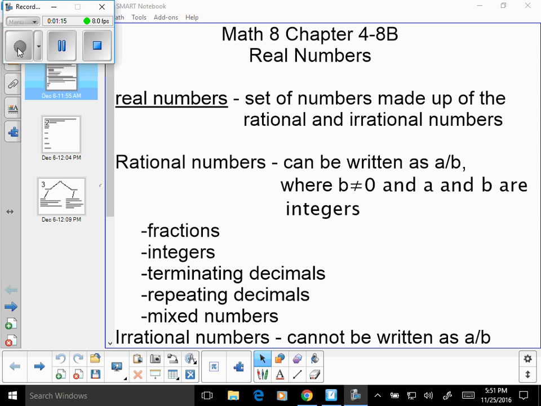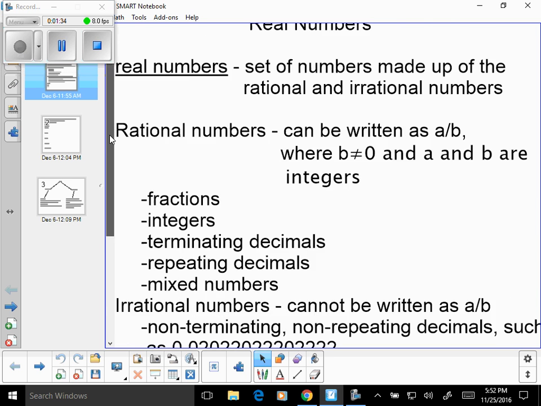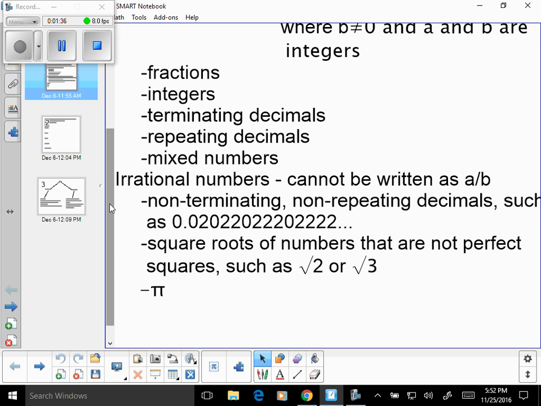By definition, a rational number can be written as a over b, that's your fraction idea, where b does not equal 0, because that would be undefined, and a and b are going to be integers, so you can't have something like pi, for example, in a rational number. What are some examples of rational numbers? Well, here you go.